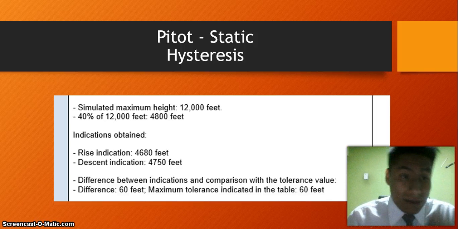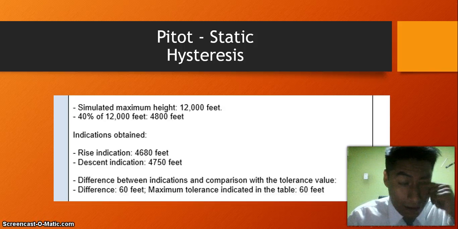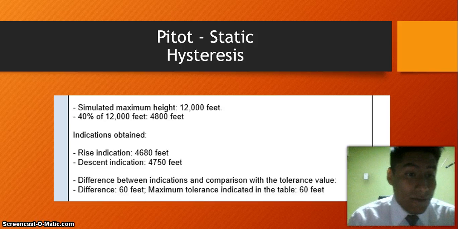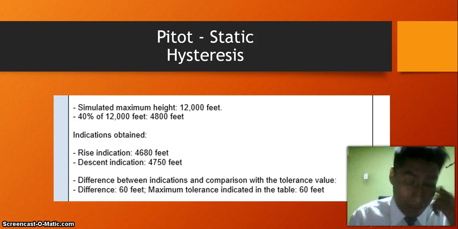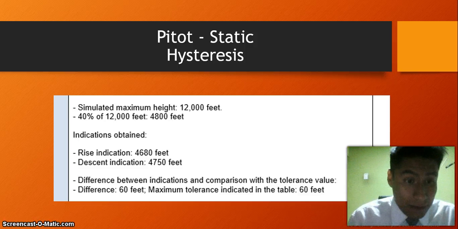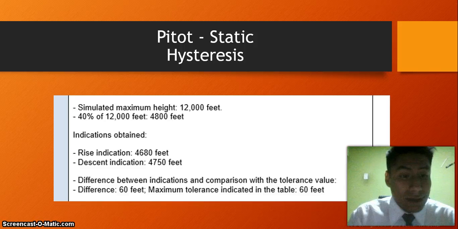The descent indication is 4750 feet. The difference between the indication and the comparison with the tolerance value is 60 feet. The maximum tolerance indicated in the table is 60 feet. With respect to the above, it was determined that in this test, the instrument was in good operational condition.